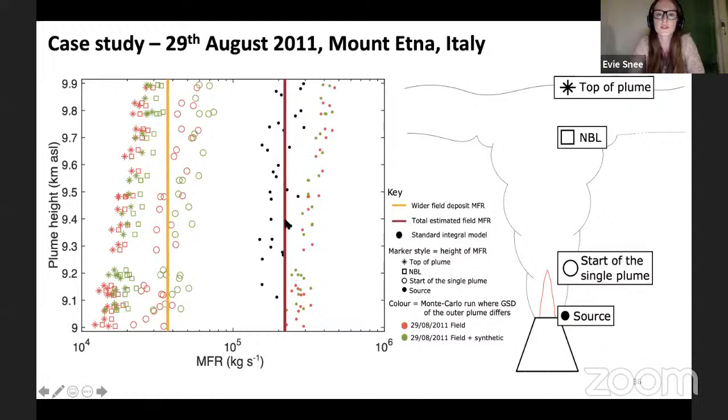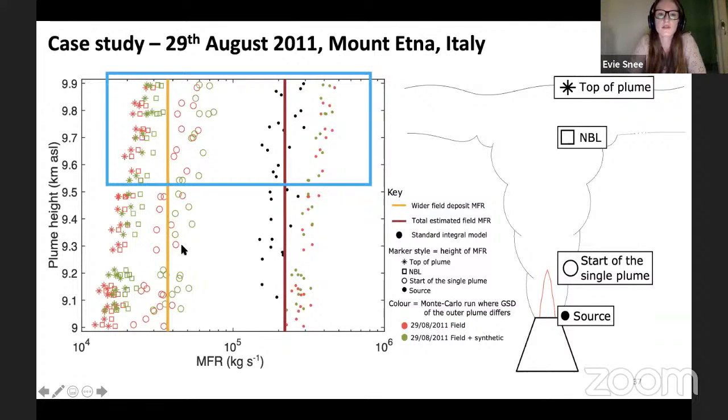So if we say this total estimated field mass flow rate is estimating what's being erupted at the source, we can see this corresponds well with the colored dots from what the double plume model is telling us is erupted from the source. So we're getting this change of solid mass flow rate with this model as well.